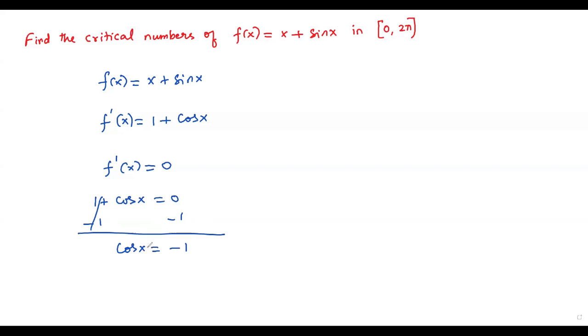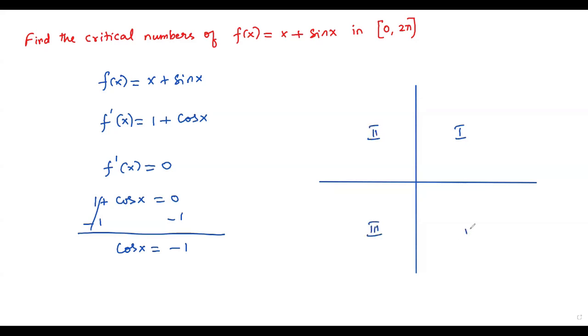For that, we have to find the angle measure x so that the value of cosine is negative 1. For that we have to consider the 4 quadrants. Let me draw them. Here we have quadrant 1 and quadrant 2, and this is quadrant 3, and this is quadrant 4. Here we have 0 angle, here pi over 2 radians, here pi radians, and here 3 pi over 2 radians. Here we have 2 pi, at the same place as 0.